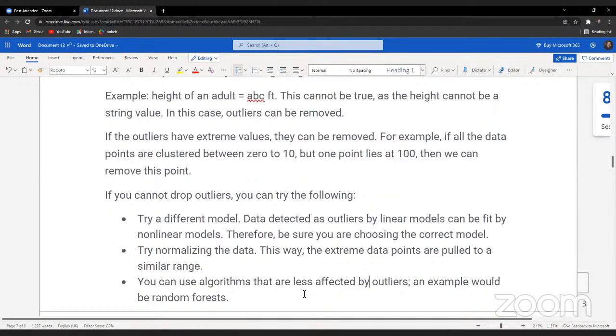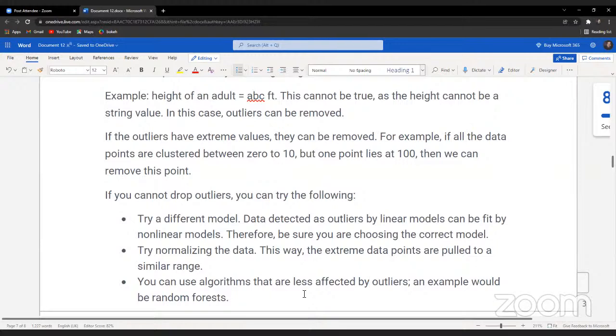The first step is you have to try a different model. Data detected as outliers by linear models can be fit by non-linear models. Therefore, be sure you are choosing the correct model. Try normalizing the data. First of all, you have to upload the data and perform the normalizing function. To check whether there are any outliers, you have to use the box plot technique, and this way the extreme data points are pulled to a similar range.